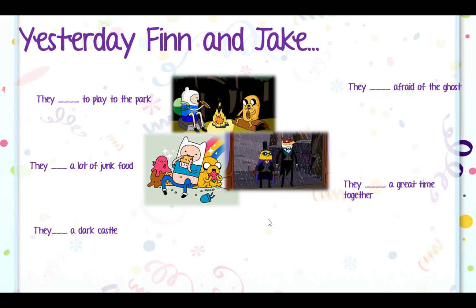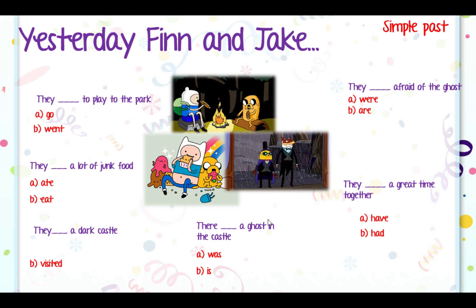Todas estas oraciones tienen que estar en pasado, así que tenemos que rellenar con el verbo que falta, que esté en pasado. ¿Ya? Veamos. Veamos todas las opciones que hay. Entonces, en la primera, A or B? B, yes. They went to play to the park. Fueron a jugar al parque. Si tú me dices they go, ellos van a jugar al parque. Diferente. Después, they ate a lot of junk food. Or they eat a lot of junk food. Which one is the correct?